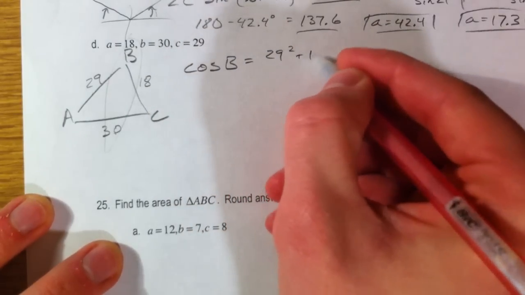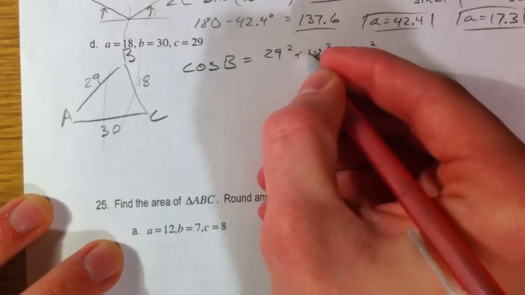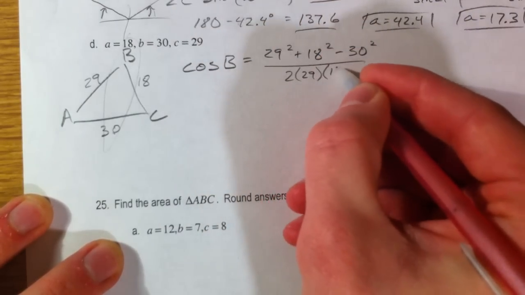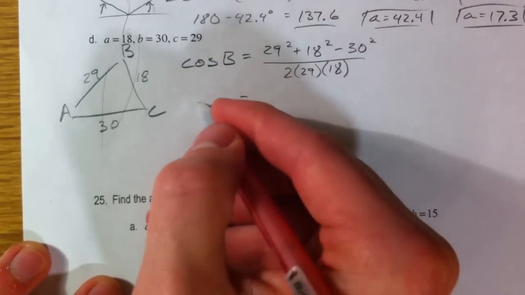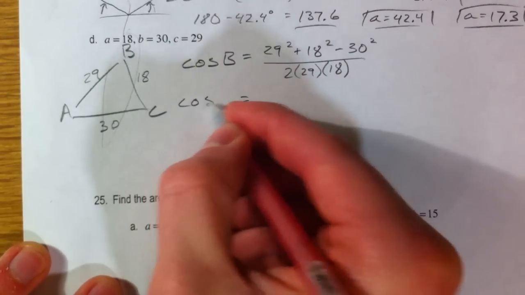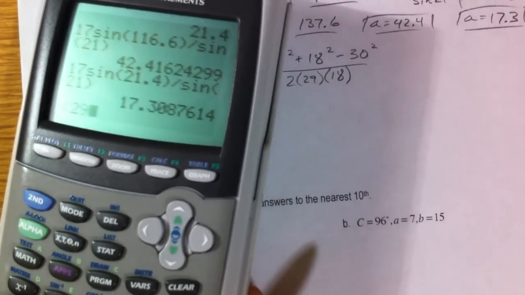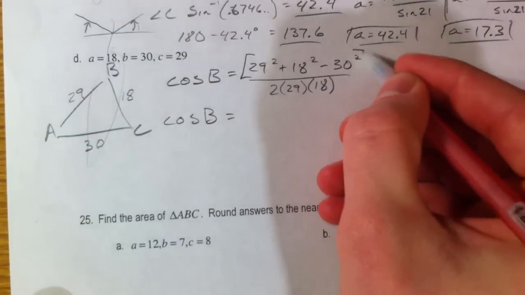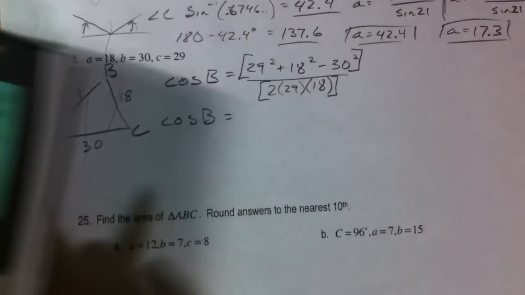29 squared minus 30 squared. 2 times 29, 18. So top they're squared, bottom they're not. When you type this into your calculator, you want to make sure you use parentheses around the top. And here's what I mean. You want to add these first, and you want to multiply these first, and then the division to happen.